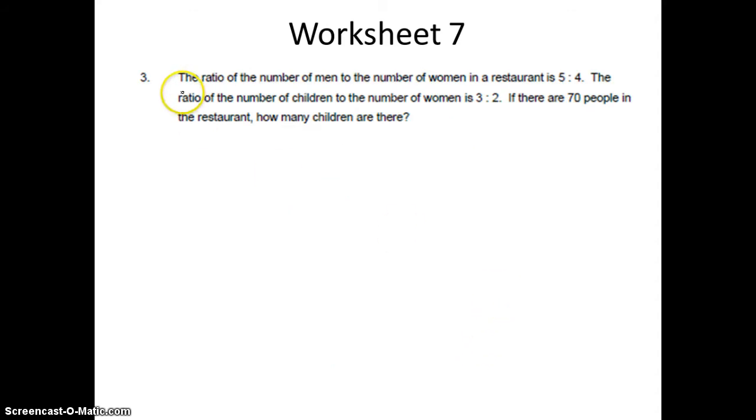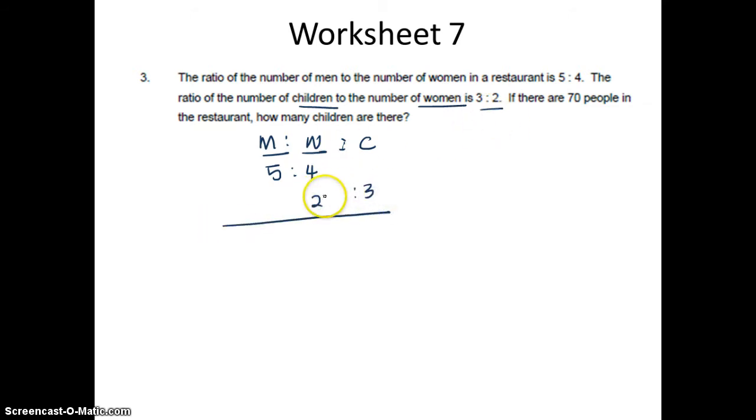Question 3. The ratio of the number of men to the number of women in a restaurant is 5 is to 4. So I want men is to women is 5 is to 4. The ratio of the number of children to the number of women is 3 is to 2. So I have children, women. Children is 3. Women is 2. I need to make the women the same. So I times 2. 2 times 2 is 4, which is the same as 4 unit here. 3 times 2 is 6. So it's 5 is to 4 is to 6.